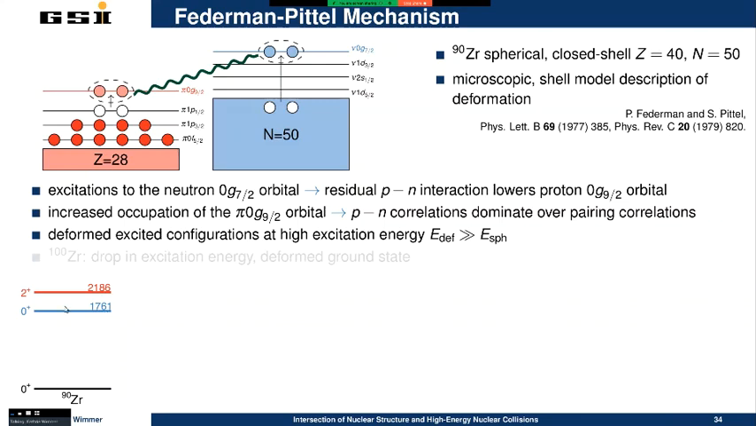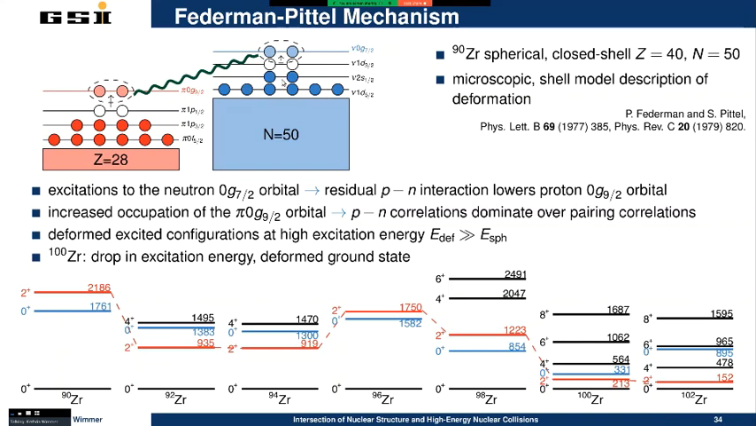So this explains the low but not too low excitation energy of this deformed configuration of zirconium-90. But of course, if you add more and more neutrons to that, these promotions to the g7/2 and the deformation-driving orbitals become much easier to come by. You don't have to excite from the core anymore, but you can excite within the valence space.